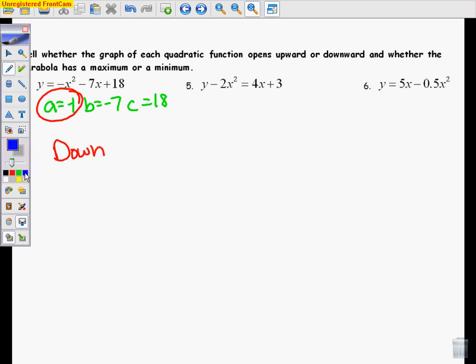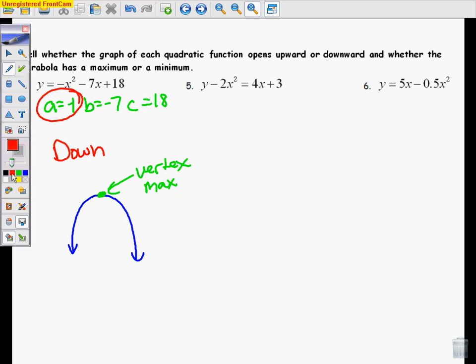Now, any parabola that opens down is going to have a vertex. Remember, the vertex is the point that is directly in the middle of the parabola. It's the highest or lowest point. The vertex, if it opens downwards, is going to be a maximum. Okay? So once again, our parabola opens down and it has a maximum.